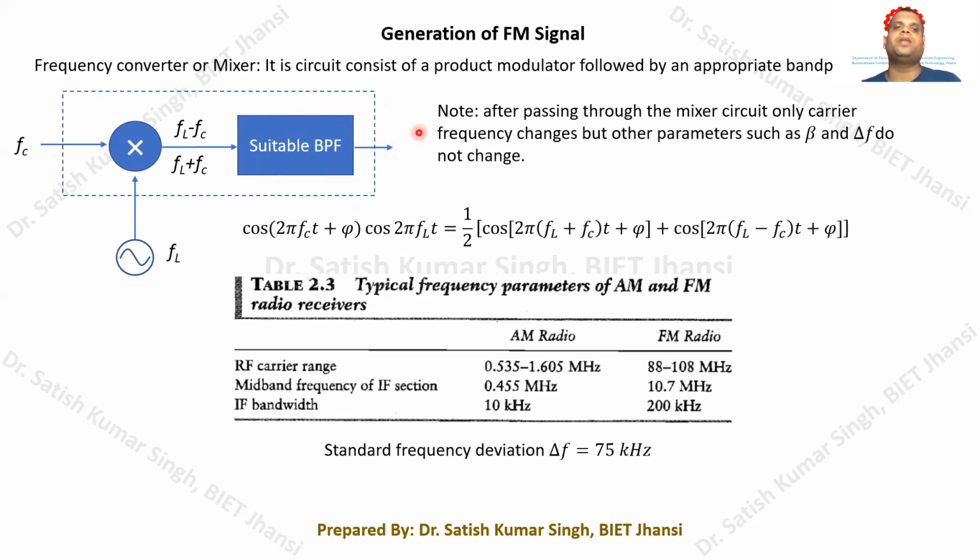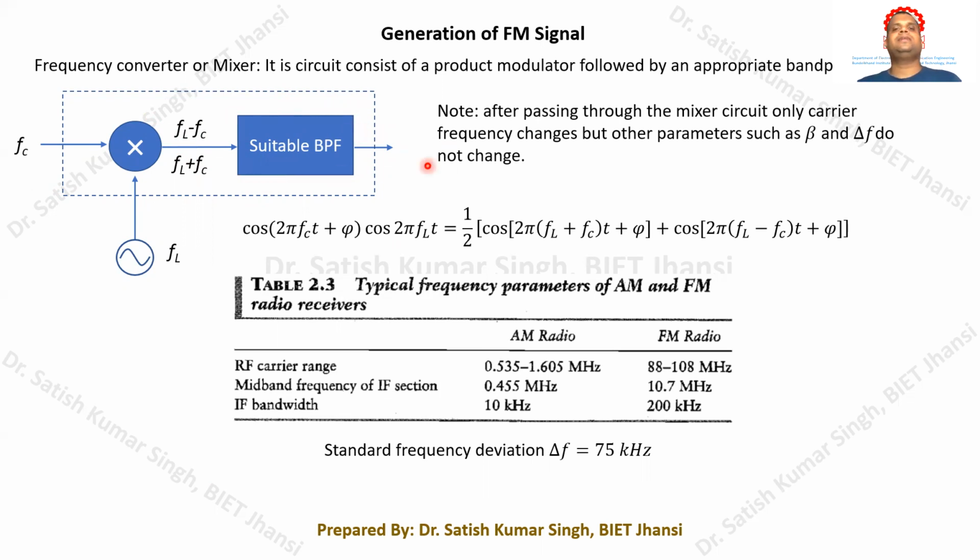Okay, we are doing the up conversion of the signal. It means that we are increasing the carrier frequency in the second part. And in the first part, what we are doing is decreasing the carrier frequency after passing through the suitable band pass filter.